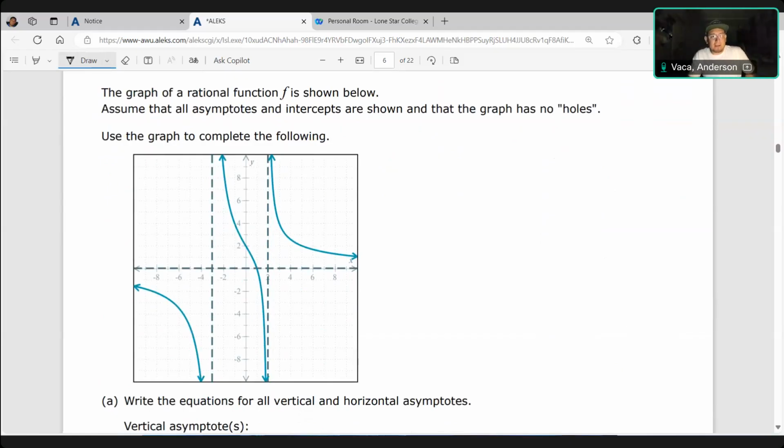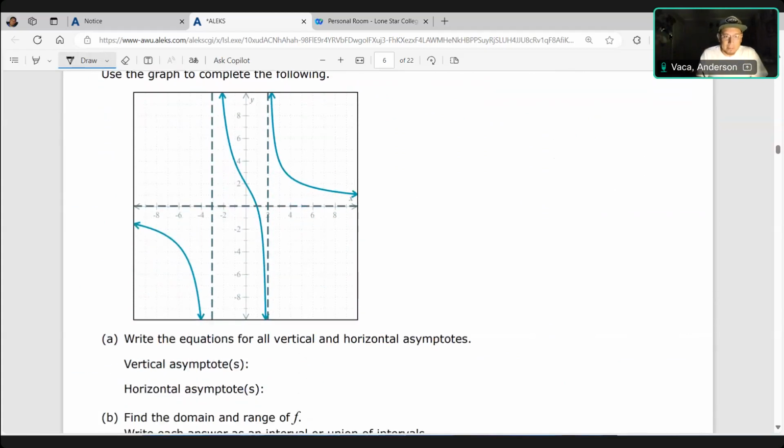The graph of the rational function is shown below. Assume that all asymptotes and intercepts are on the picture and there are no holes. What are the vertical asymptotes? Okay, well, just to kind of review, that's a vertical asymptote. So is this one. And this is a horizontal asymptote. The equation of that line is, they have to be equations. So vertical asymptotes, let's start with x is equal to -3, 2, and the horizontal asymptote in this case will be y equals 0.